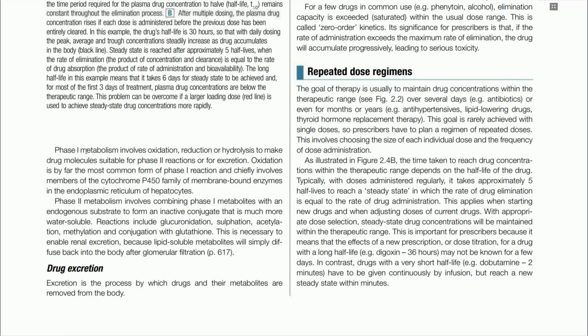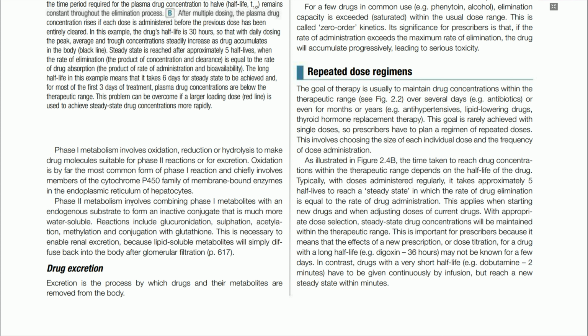Phase 1 metabolism involves oxidation, reduction, or hydrolysis to make drug molecules suitable for phase 2 reactions or for excretion. Oxidation is by far the most common form of phase 1 reaction and chiefly involves members of the cytochrome P450 family or membrane-bound enzymes in the endoplasmic reticulum of hepatocytes.